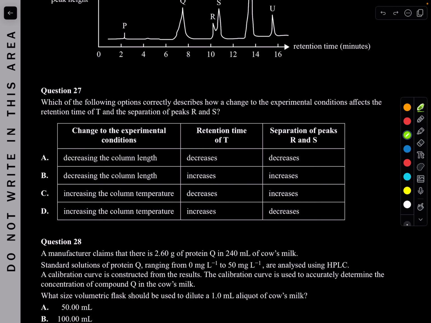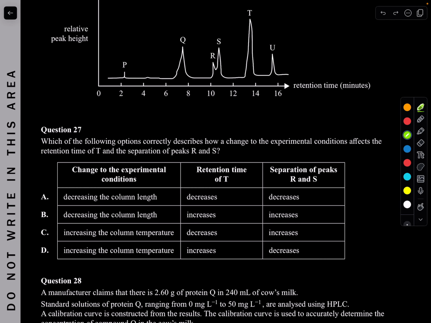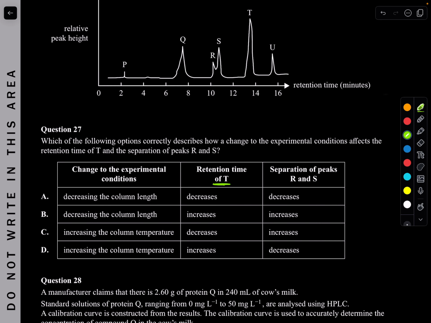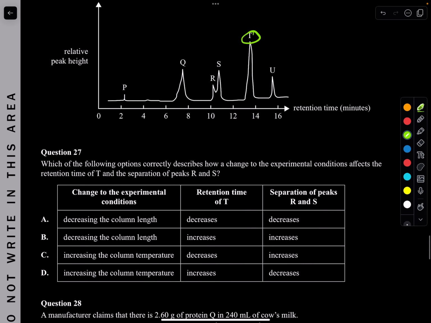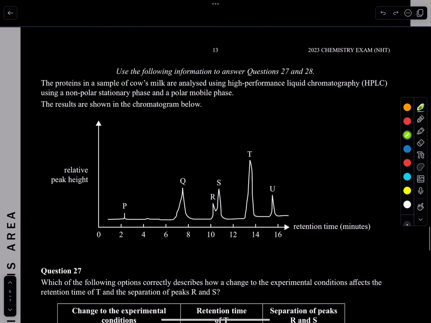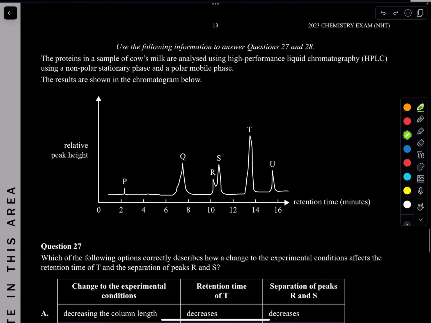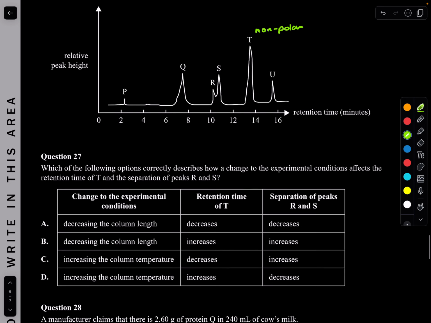So let's look at the first one. Decreasing the column length. What happens to the retention time of T? Where is T? T is here, on the right, where it has a high retention time. Because your stationary phase is very non-polar, T is likely to be strongly non-polar. It has a very long retention time, so it's very bonded to that non-polar stationary phase. That's why it takes a very long time to get out.